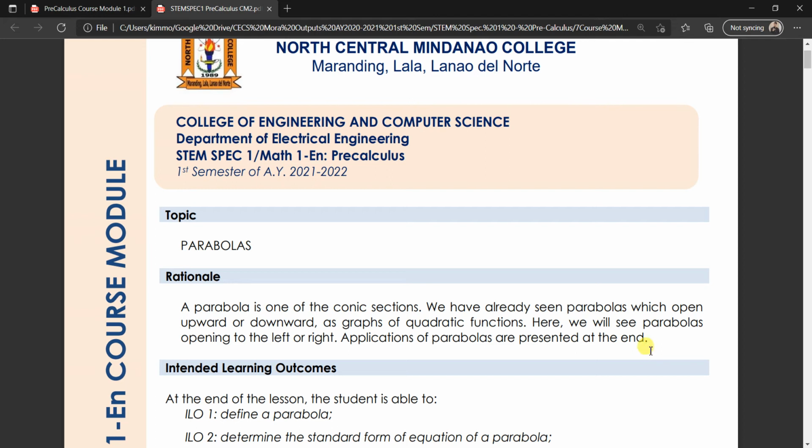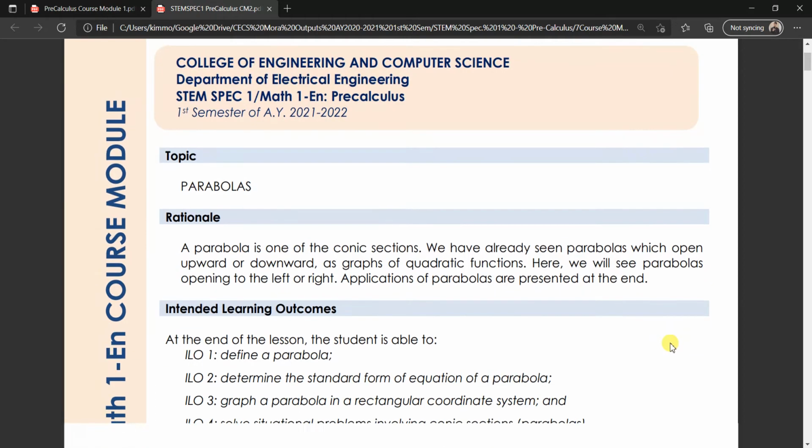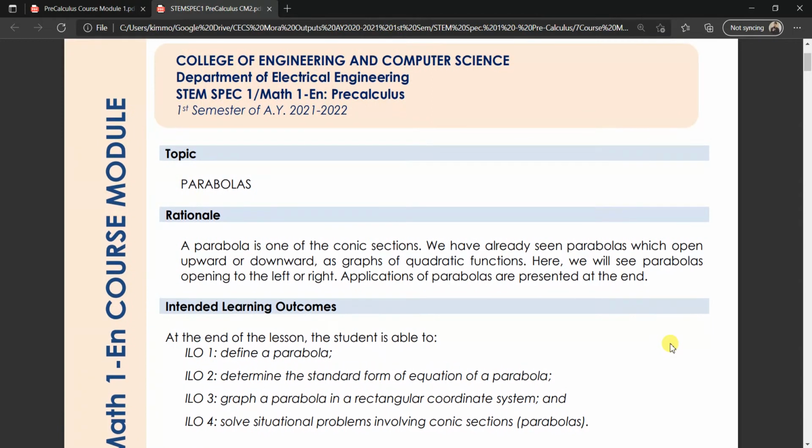I will divide this into two or three parts because this is a very long topic. A parabola, again, is discussed in the first module and it is one of the conic sections. You have already seen parabolas which open upward or downward as graphs of quadratic equations, so you are already familiar with this. But here we will see parabolas opening also to the left and right. And at the end of this module, I am going to discuss the applications of the parabola.